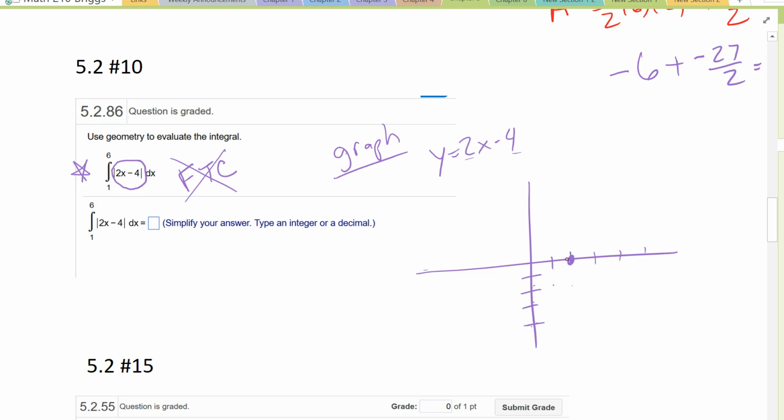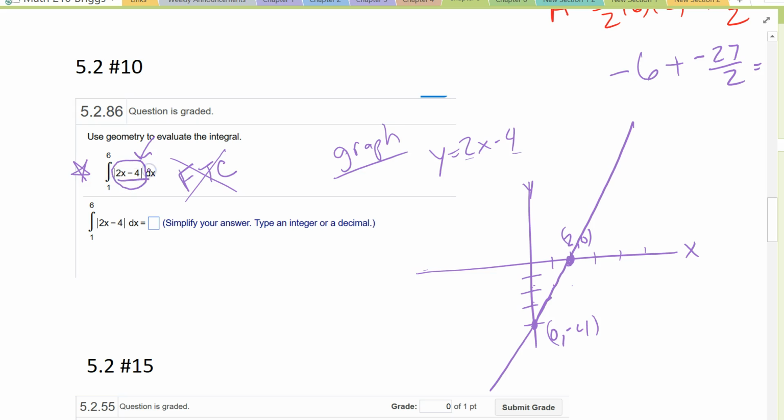So if y is 0, then 2x minus 4 crosses the x-axis at the point 2, 0, and this point is 0, -4. Right. So I can easily graph this line using whatever technique I want to use. I can plug in points. The absolute value means it's always positive, so I'm always above the x-axis.